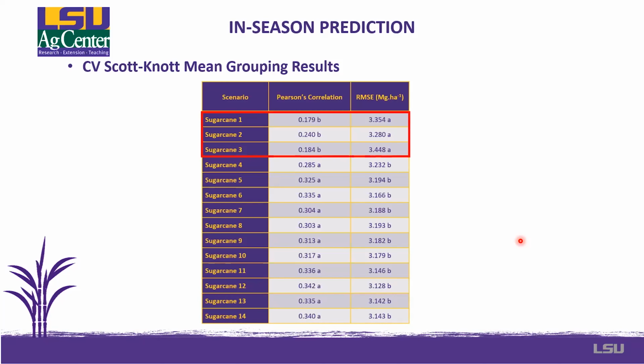But basically, overall, we get two different groupings from the statistical analysis, in which the first three scenarios have errors that are much higher when compared to the rest of the scenarios. So basically, after the fourth cumulative growth degree day, we would be able to predict, statistically speaking, at almost the same accuracy as we would using all cumulative growth degree days.